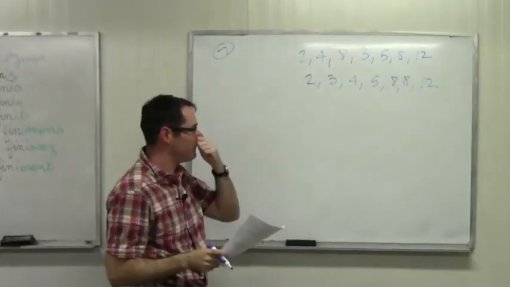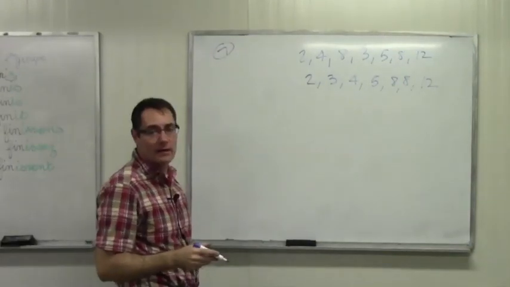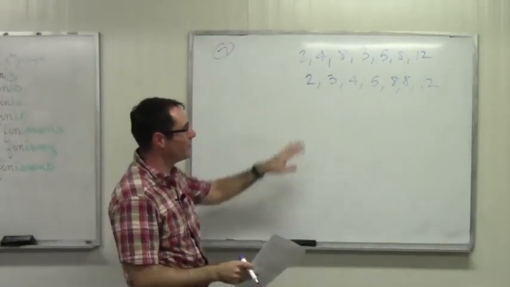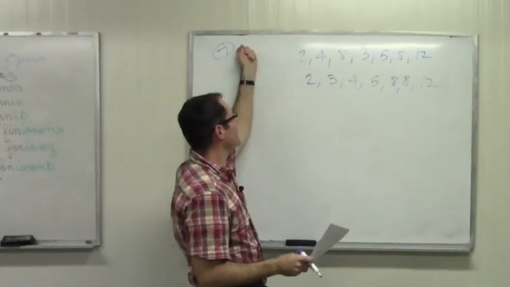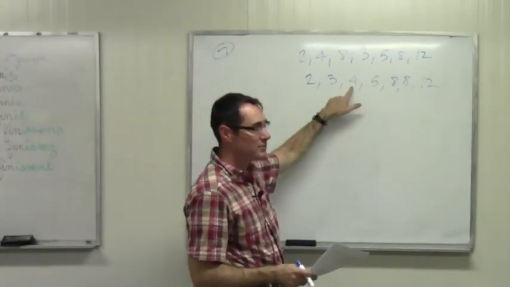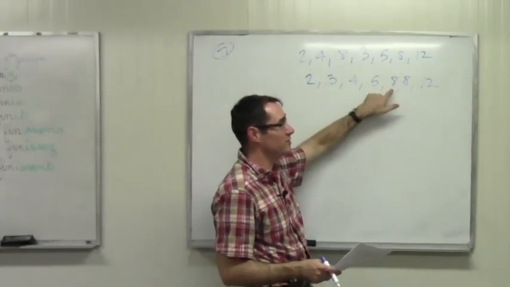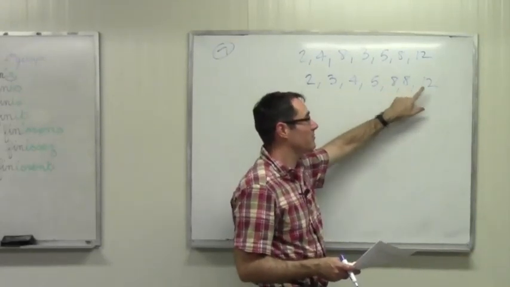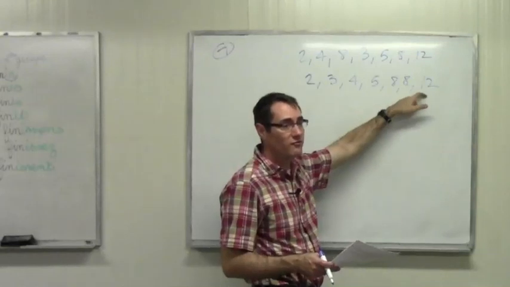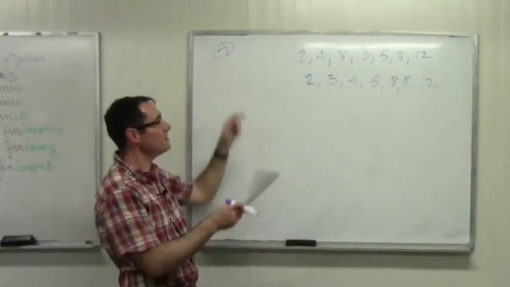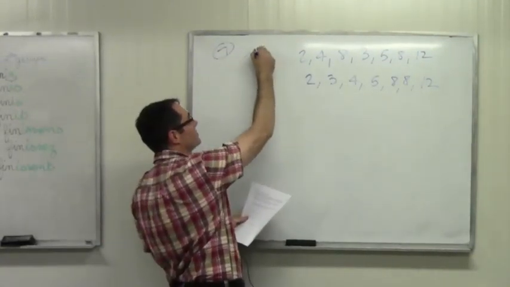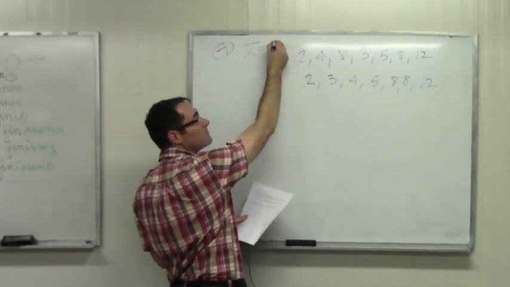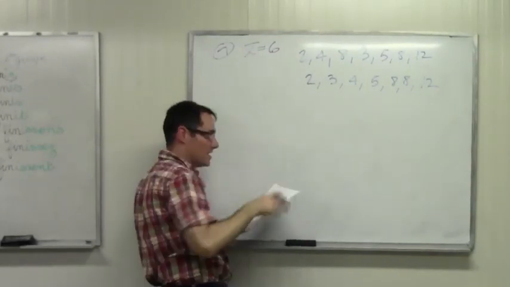I think so. OK. Now, to find the mean, we know how to find the mean, right? We add them all up, and then we divide by 7. So 2 plus 3 is 5. 5 plus 4 is 9. 9 plus 5 is 14. 14 plus 8 is 22. 22 plus 8 is 30. 30 plus 12 is 42. 42 divided by 7 means that the average is 6. OK, so there's your mean.